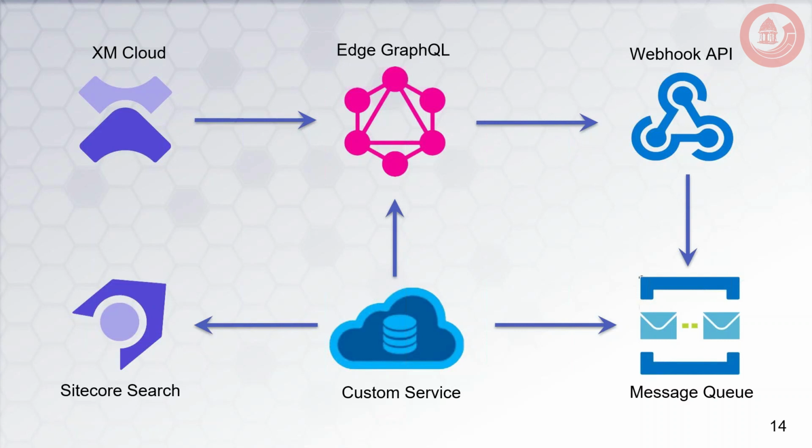Then we have a Message Queue to store all item references for further processing. Then we have custom services that dequeue the message from the queue, transform it, polish it, and restructure it for further processing. Then finally, push the content to Sitecore Search using the ingestion API. So let's talk about each of these systems and their role in solving the problem.